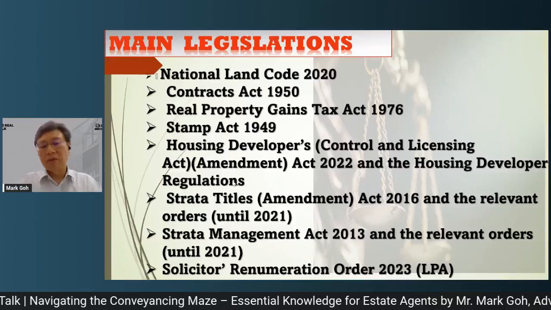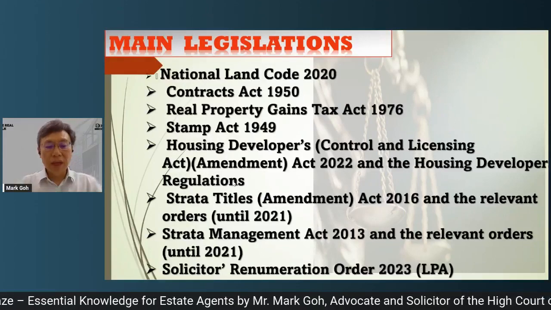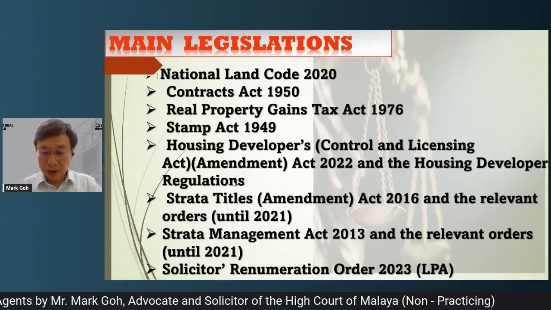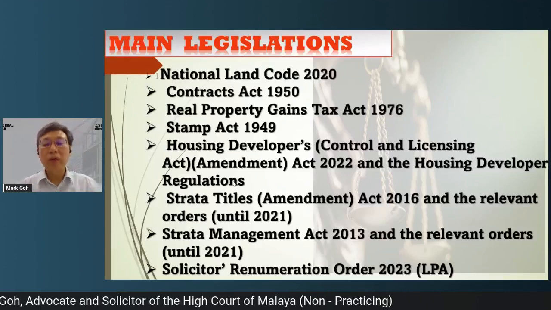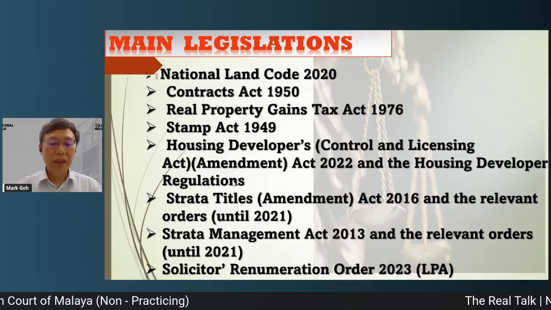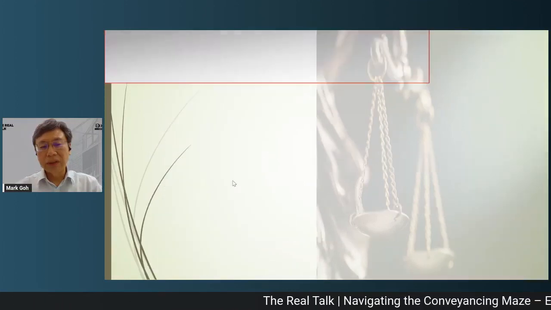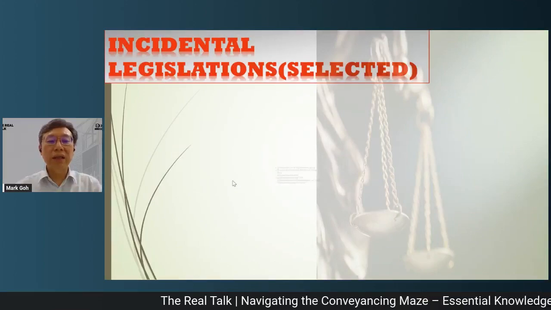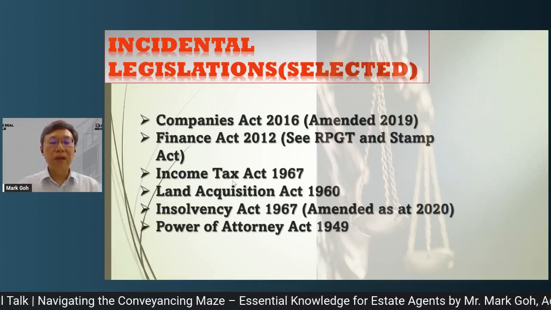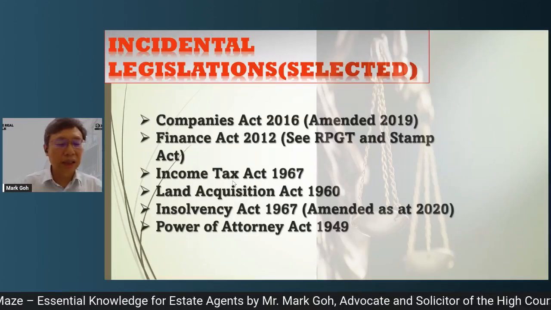Strata management, very popular. You have a whole list of people discussing that already. How you manage the condominiums, the gated and guarded. And you have your Solicitors' Remuneration Order, latest 2023. Why is this important? This is where we charge our money. Okay, right? So these are the main legislations that govern. Then you have other incidental legislations that we need to know. Companies Act, why? Because if a company is buying and selling property, the Companies Act needs to come in. Director can sign this and that.